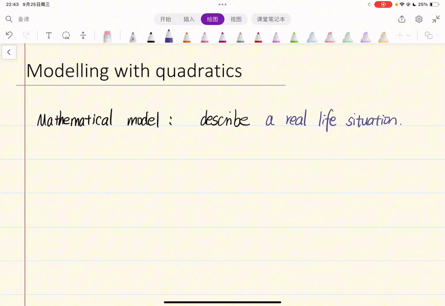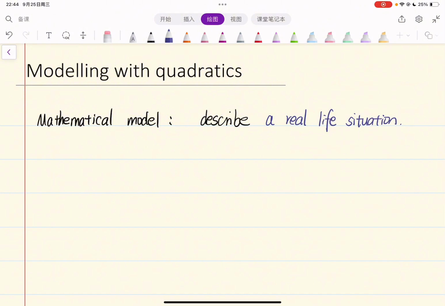Everyone, in this video I'm going to talk about modeling with quadratics. In mathematics, we usually use a model to describe a real-life situation. I often hear students ask me why they should learn math. Math is not useful, math is so hard and I don't want to learn that. But actually, we can use mathematics in real life. So the model we use can explore real-life patterns and predict what is going to happen next.